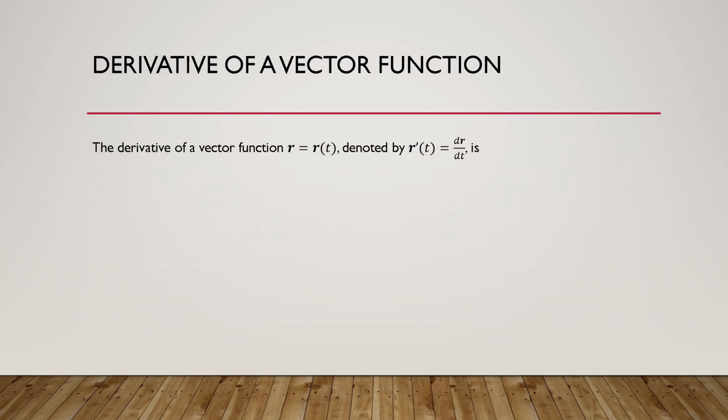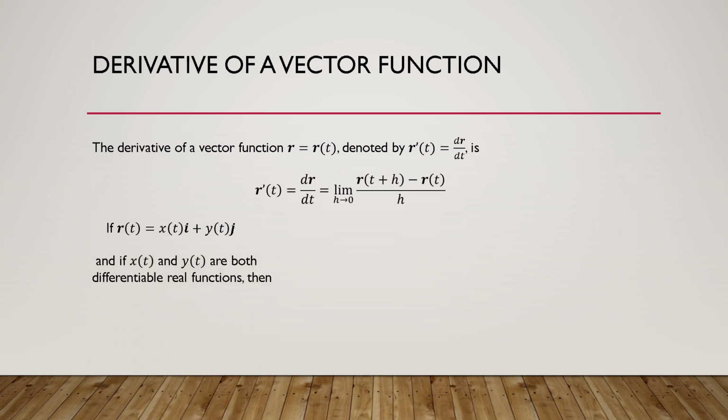The derivative of a vector function r equals r of t, denoted by r'(t) equals dr/dt, is r'(t) equals dr/dt equals the limit as h approaches 0 of (r(t plus h) minus r(t))/h. If r(t) equals x(t)i plus y(t)j, and if x(t) and y(t) are both differentiable real functions, then r'(t) equals x'(t)i plus y'(t)j, or dr/dt equals dx/dt i plus dy/dt j.